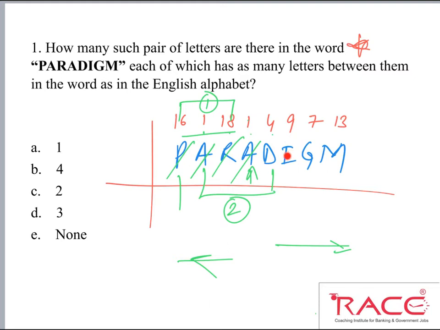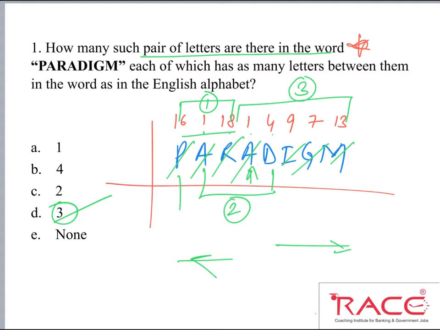Then from I, 9, in backward direction 10, 11, 12, 13, 14, no match. Forward direction 9, 10, 11, no match. Then from G, 7, 8, 9, 10, 11, 12, 13, no match. In forward, no match. Then from M, 13, 14, 15, 16, 17, 18. Now we have a match. What is the value? 18 and 13. So this was our last letter. So how many such pairs are there? 3. So what would be my answer? D. So this is how we solve this question.